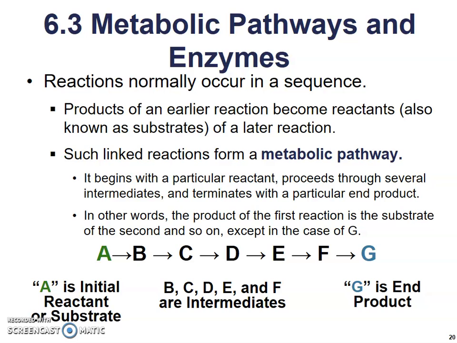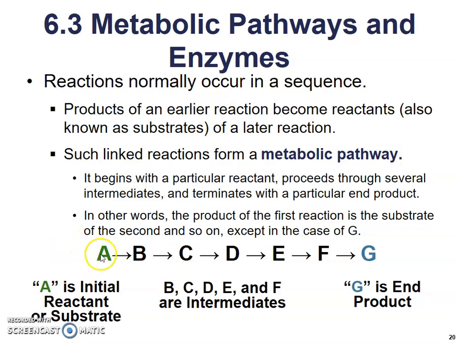It begins with a particular reactant and then it goes through several intermediaries and then you get to a particular end product. So in other words, the product of the first reaction is the substrate of the second, and so on and so on and so on, except in the case of letter G, which is our end product.